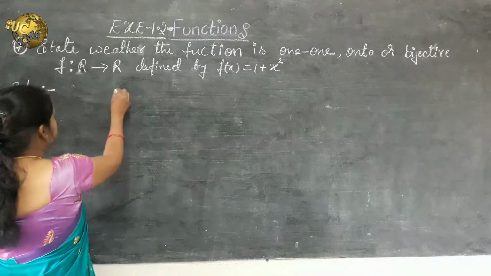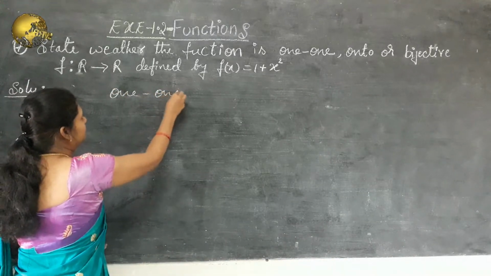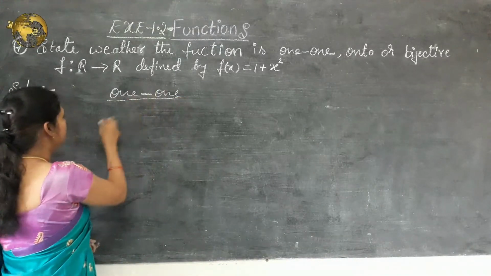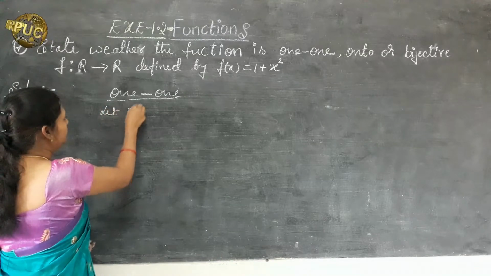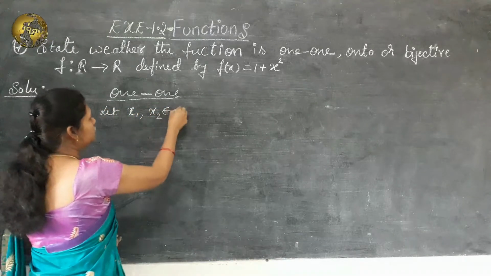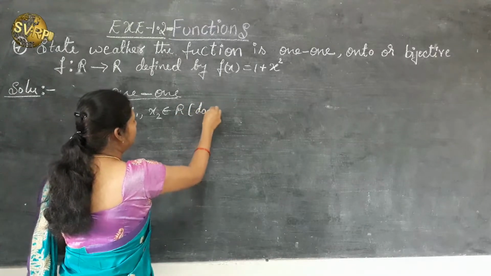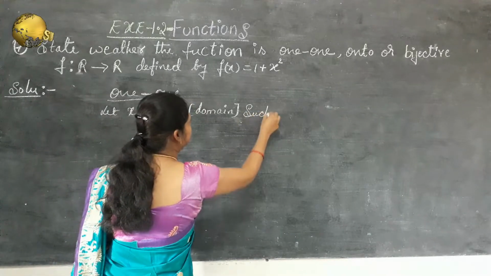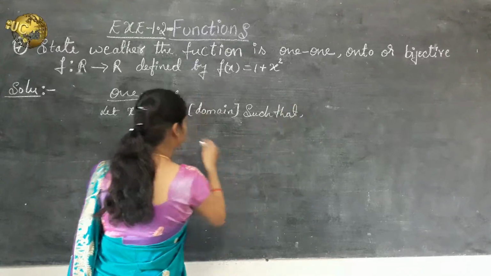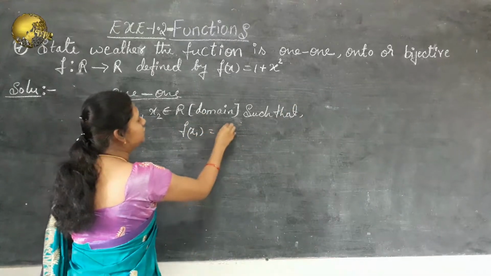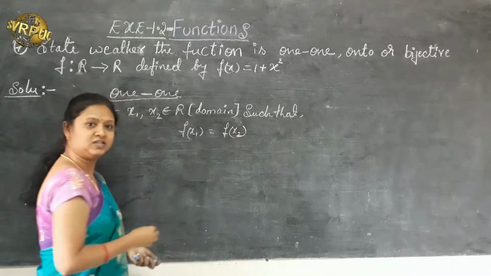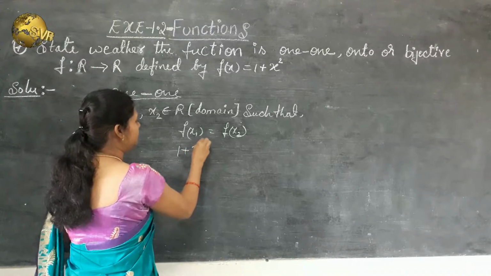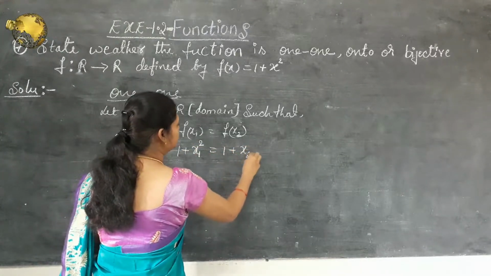So first I have to prove one-one, whether the given function is one-one or not. For that, as usual, I will consider two elements. Let x1, x2 belong to R, that is, here we will consider the domain set, such that f of x1 is equal to f of x2. You people know the procedure, right? So f of x1 is equal to f of x2. So 1 plus x1 square is equal to 1 plus x2 square.